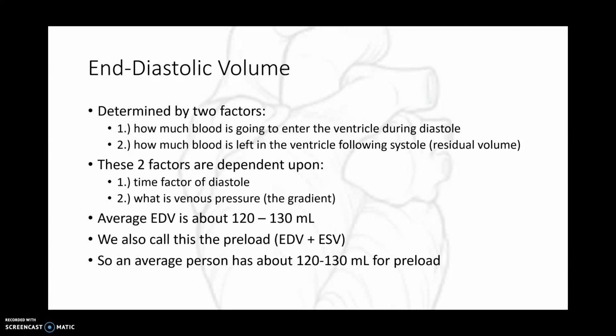Okay, so we also call this the preload. End diastolic volume and preload are pretty much interchangeable terms in the heart, and we're referring to volume at this point in time. Preload or end diastolic volume is pretty much our end diastolic volume plus our end systolic volume. End diastolic volume and preload are usually used interchangeably, but our end diastolic volume plus our end systolic volume is ultimately what gets us preload. So an average person has about 120 to 130 milliliters of preload, or end diastolic volume.